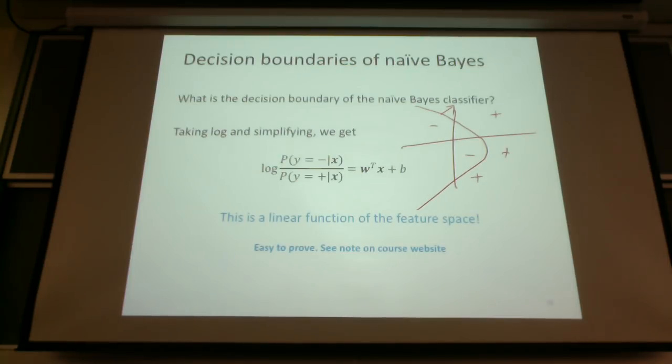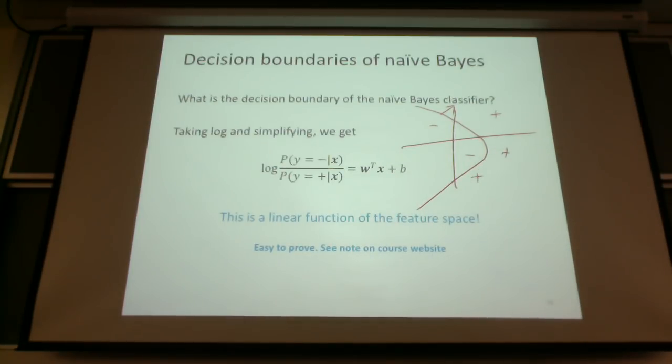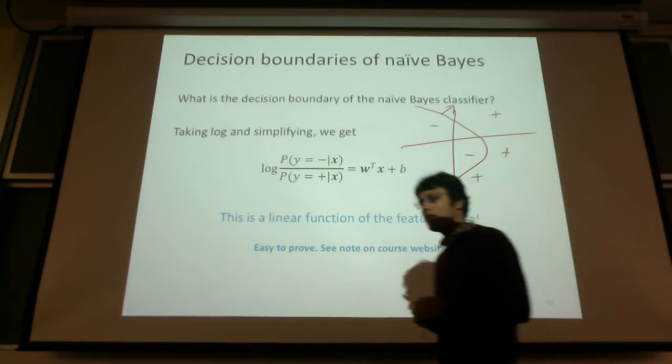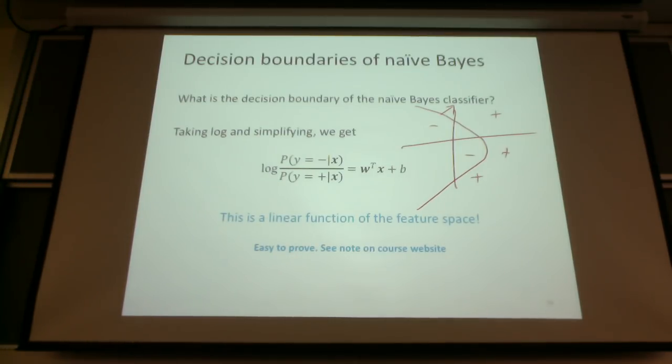Now the important point that I would like to emphasize here is, yes, the naive Bayes classifier is a linear function in the feature space, but not every linear classifier is a naive Bayes classifier. So the set of naive Bayes classifiers is a strict subset of all linear classifiers. And this will become an important point when we move to logistic regression. I'll mention it again, but I just wanted to seed that idea.